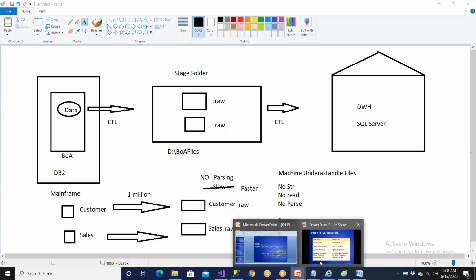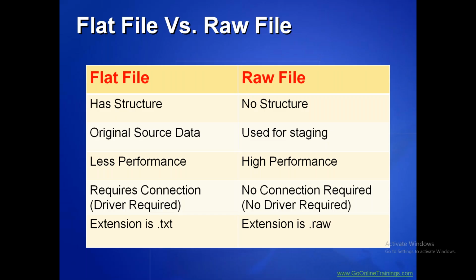A flat file has a structure because a human has to read. A raw file doesn't have a structure because it is not meant for humans to read. No structure. It can manage whatever it wants to have. Original data source: if you want to store the data somewhere and if you want to read it, then it is better to go for a flat file. But if I don't want to read any data and it is used for the staging purpose, staging means temporary, I don't want to read anything, then go for a raw file.